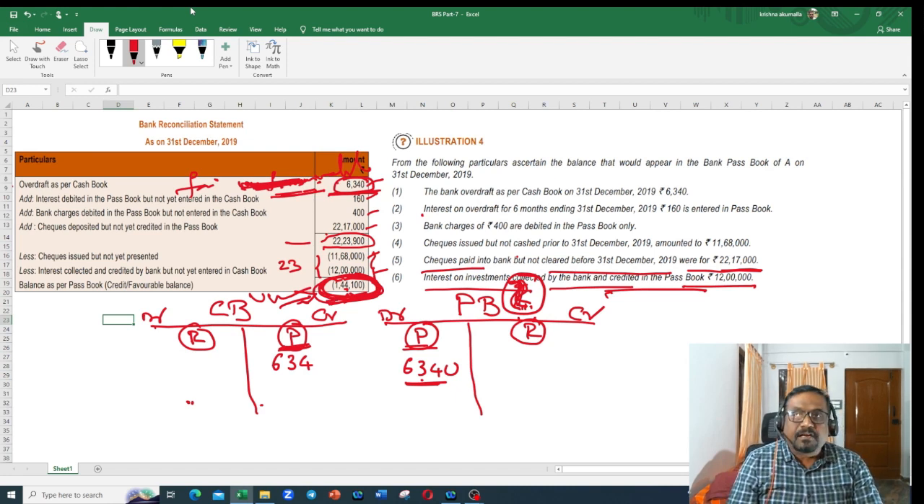What balance have I taken on top? If the top is unfavorable balance, this negative balance will become favorable balance. Suppose this is a negative balance, and on top we had a favorable balance. Then this will become unfavorable balance.